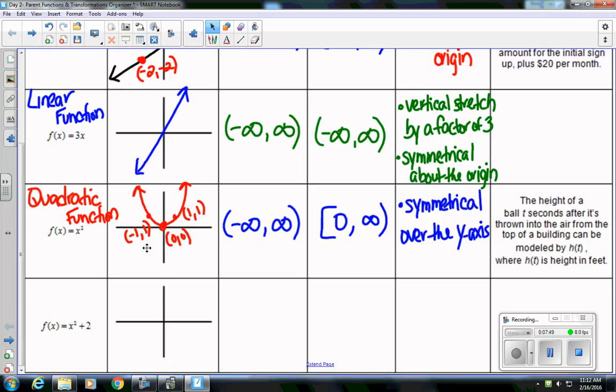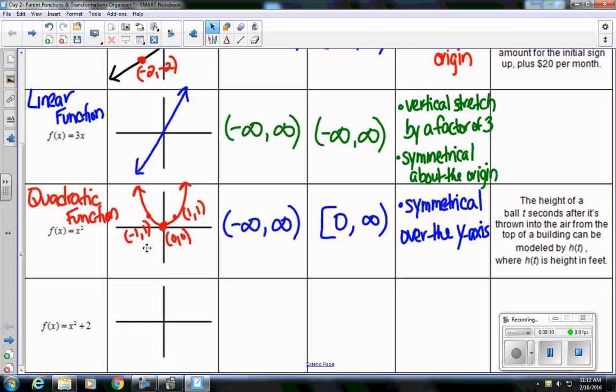And as I said, some of these parent functions will have scenarios to go along with them. The quadratic function does. It says the height of a ball t seconds after it's thrown into the air from the top of a building can be modeled by h of t, where h of t is height in feet.